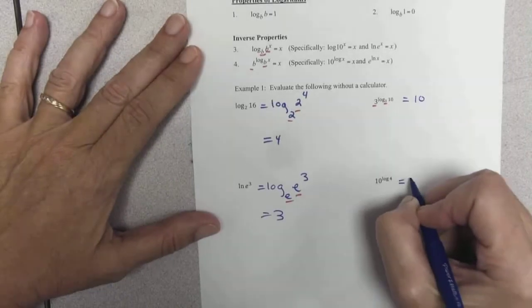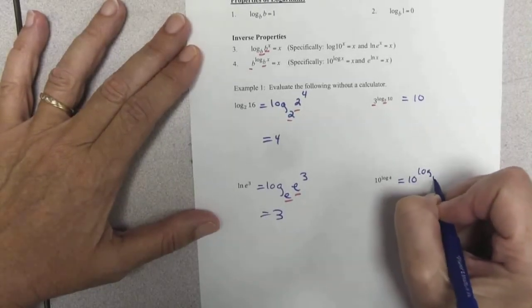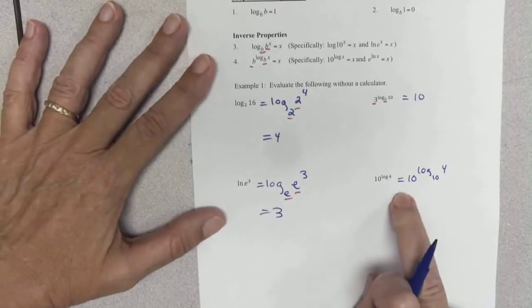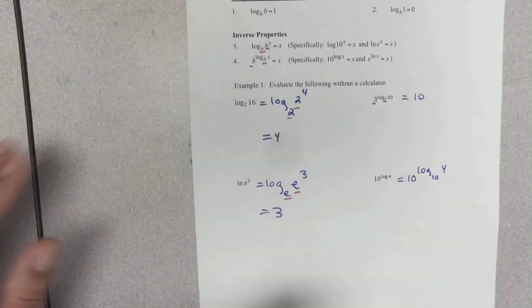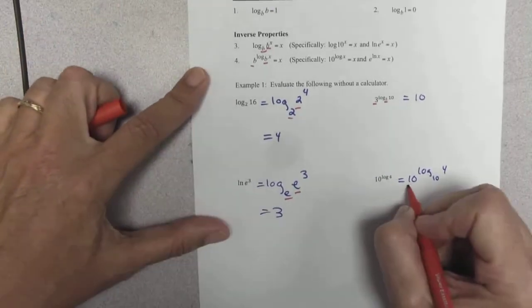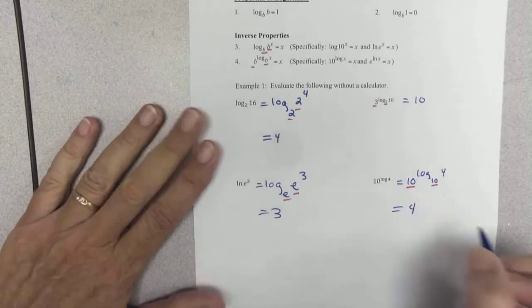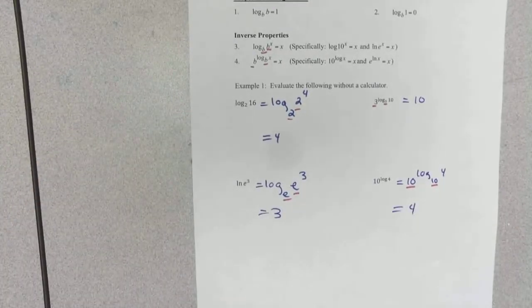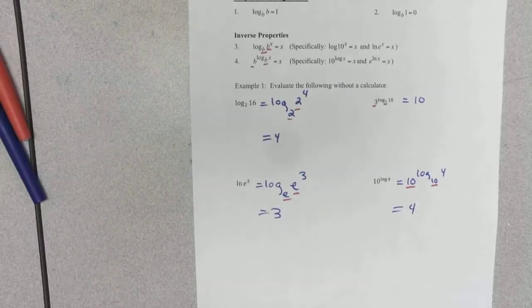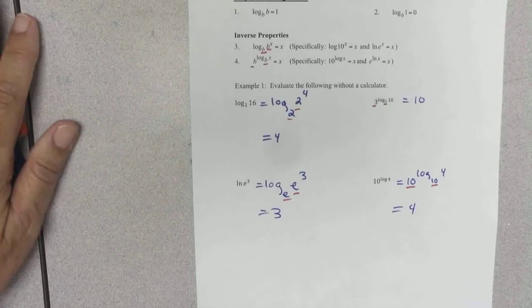And then really almost the same idea here. But again, just emphasizing that if a base isn't written, it's understood to be 10. Then I have those matching bases. And because logarithms and exponentials are inverses, in this case, I just get 4. Okay, so that's a little review of some stuff we did in the previous section.